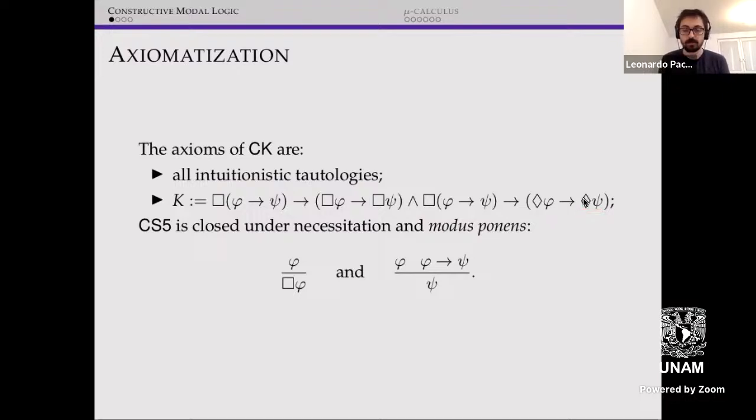These two things are equivalent in the classical setting, but for the constructive setting, we won't get this equivalence. So we need both of them. And this logic CK is going to be closed under necessitation as usual. If we have phi, then we have that phi is necessary. And modus ponens. From phi and phi implies psi, we get psi. So that's the axiomatization. Essentially, we're changing from having classical tautologies to having intuitionistic tautologies.